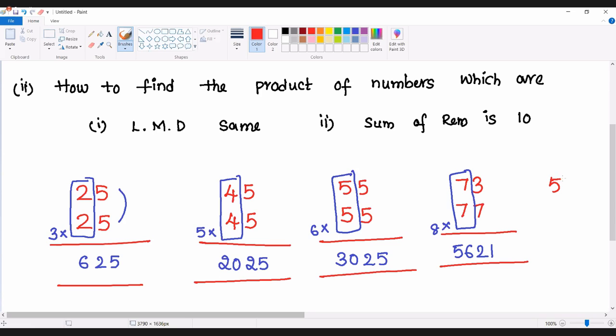For example, I have the number 52 and I am multiplying with 58. What is the resultant, my dear students? Tell me the answer. I am looking for your response. What is 52 into 58? So the leftmost digit is 5. Multiply with the next number: 5 into 6 is 30. 8 into 2 is 16. The answer is 3016.